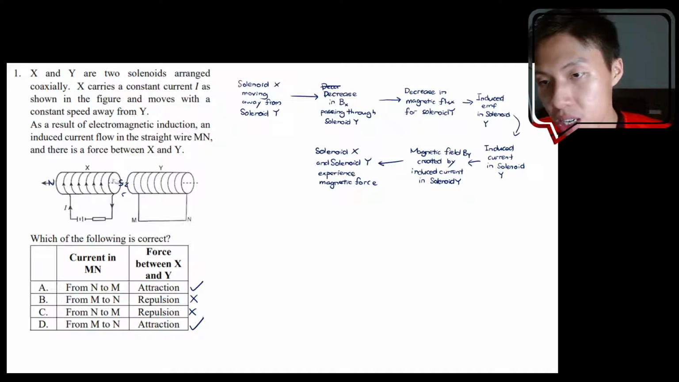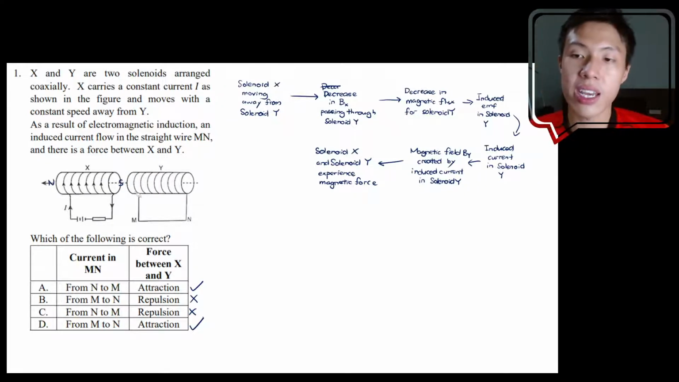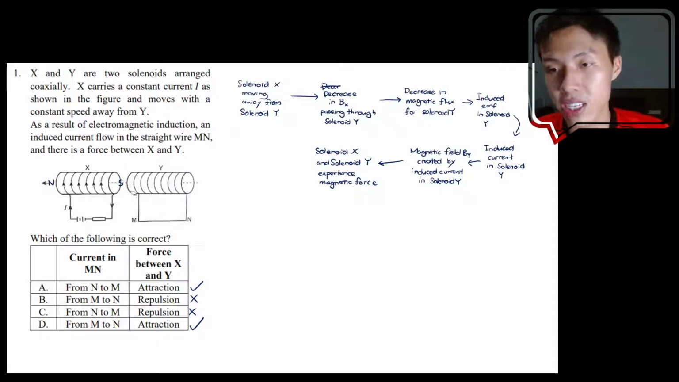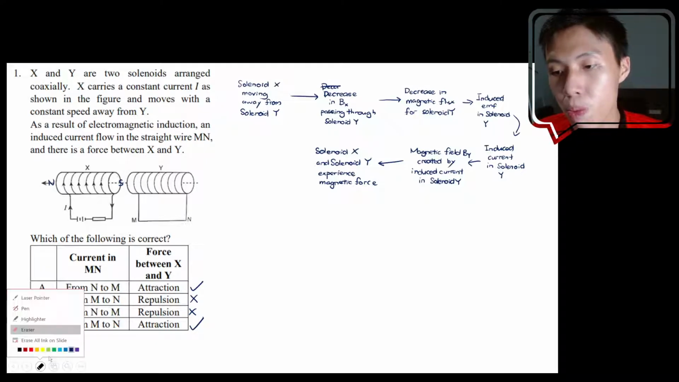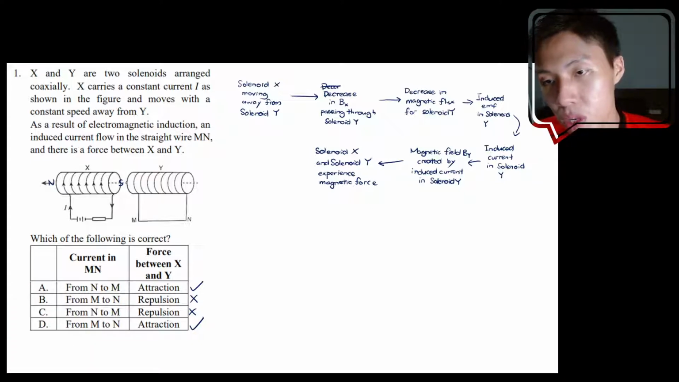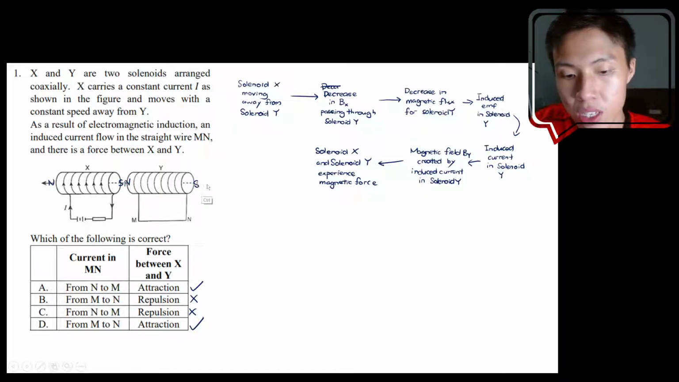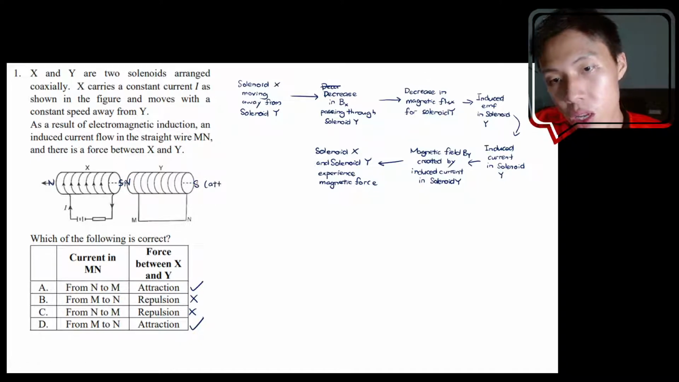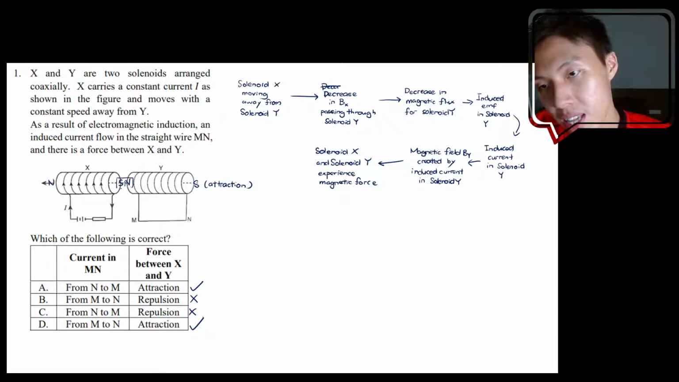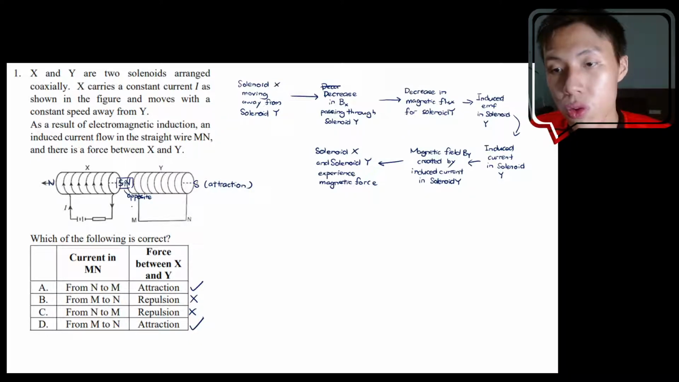We know that the north pole is on the left-hand side and the south pole is on the right-hand side of solenoid X. If you want to attract, we know that opposite poles attract. That means when we create a north pole over here for solenoid Y, our south pole should be over here. Then it will cause an attraction between these two solenoids. Why? Because this is S, this is N, these are opposite poles, so they will attract each other. This is what we want to achieve.